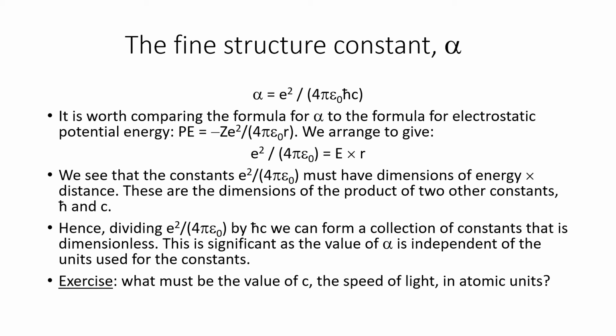When you look at this expression for the fine structure constant, e squared over 4 pi epsilon naught, we recognise that from our potential energy expression. That was minus ze squared over 4 pi epsilon naught r. So actually, if you make e squared over 4 pi epsilon naught the subject, that would be equal to the potential energy multiplied by the distance r. So that tells us that e squared over 4 pi epsilon naught must have the dimensions of energy times distance.